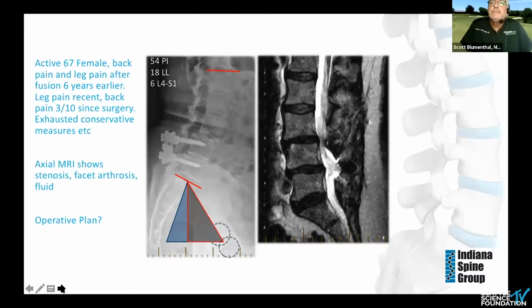Can I ask a question? So I'm just looking at your history, and it says leg pain recent, back pain 3 out of 10. So what's her major complaint coming to see you right now? Is it neurogenic claudication, or is it 3 out of 10 back pain? It's leg pain. So she's got pretty substantial claudication. So it's a neurogenic issue.